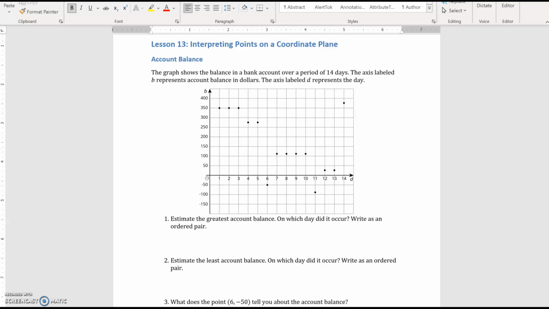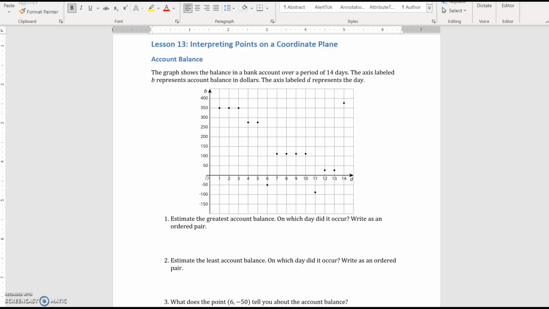Hey scholars, in this lesson we're going to be exploring ordered pairs in real-world contexts. So we're going to have to interpret the meaning of a point based on what we see. Let's start off with an example where we're going to explore a graph about account balance.